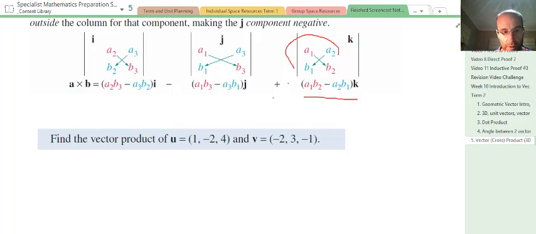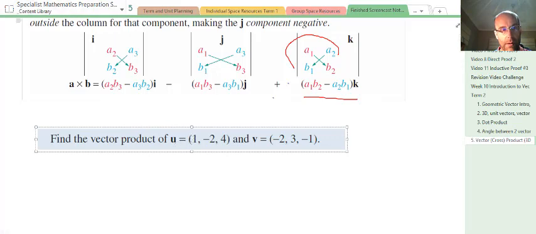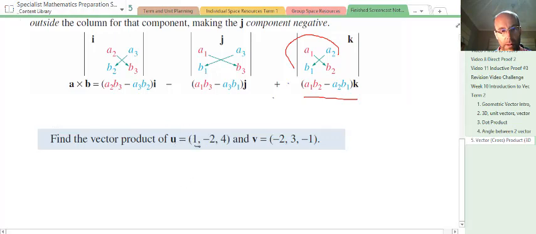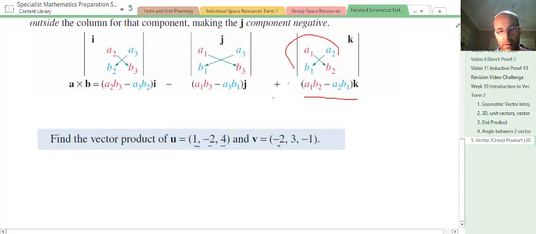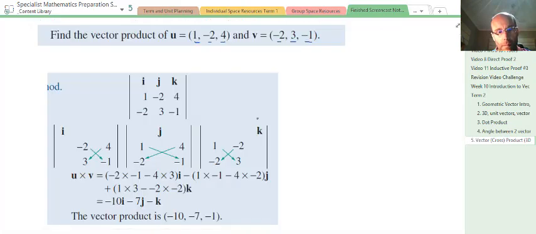If we have to find the vector product or the cross product of vectors u and v given there, they're given in a storage vector type form, but we know that this first vector u would be the same as i plus minus 2j plus 4k. So it's easy to convert them, and the second vector v will be negative 2i plus 3j minus k, so as long as you remember that. So you may need to pause parts of this video to have a closer look.